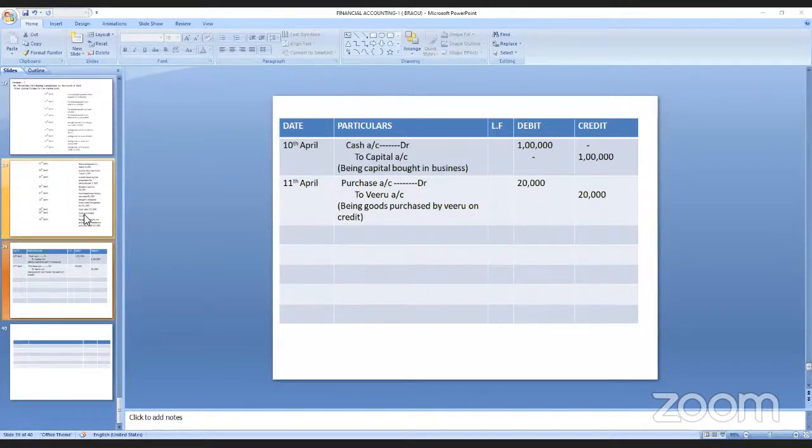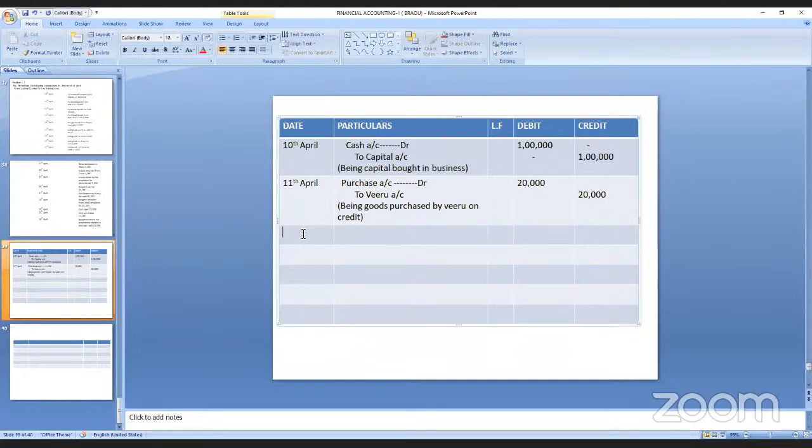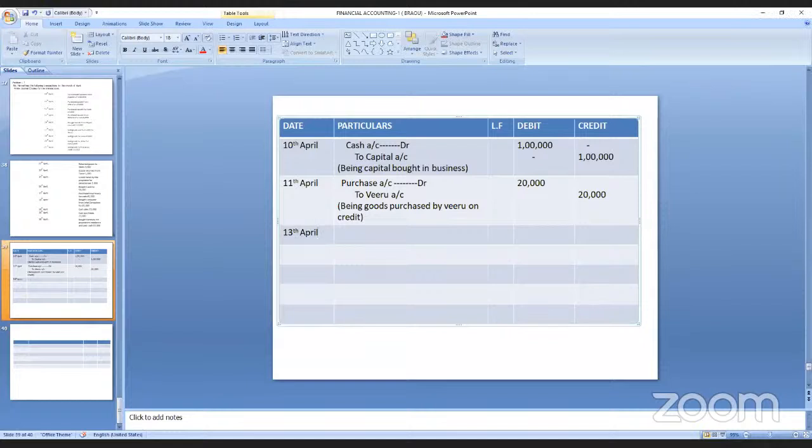Next, 13th April. Purchase goods for cash. 13th April. This one you will get for 12 marks. In long answers the first question will be this, one problem, one theory, one problem, one theory. So you will be getting full marks if you write journal entries.